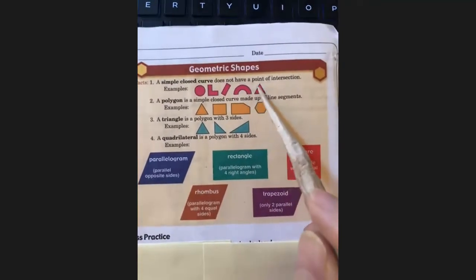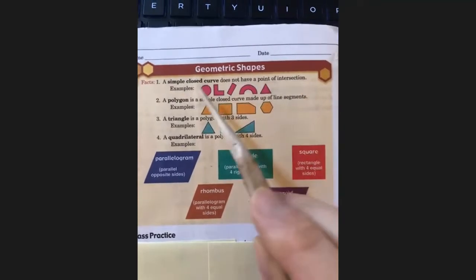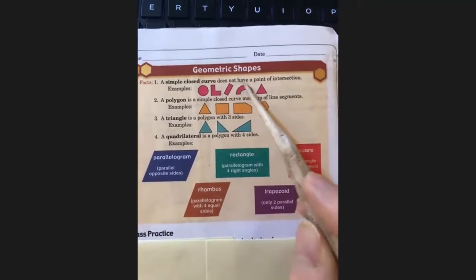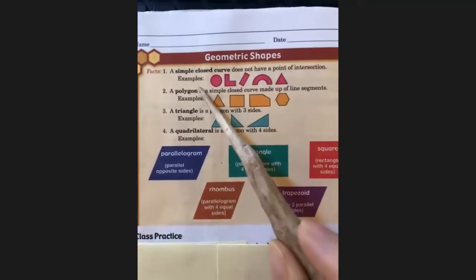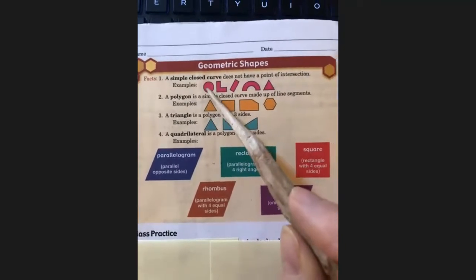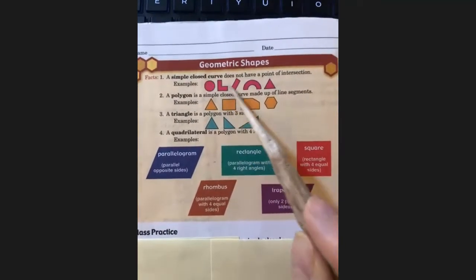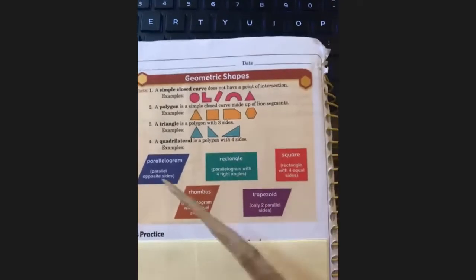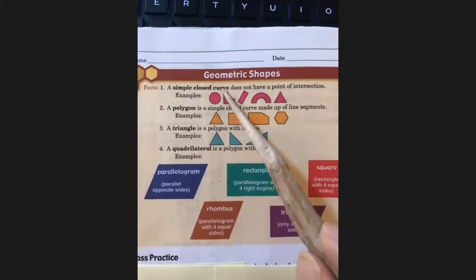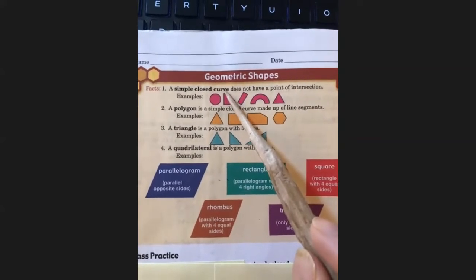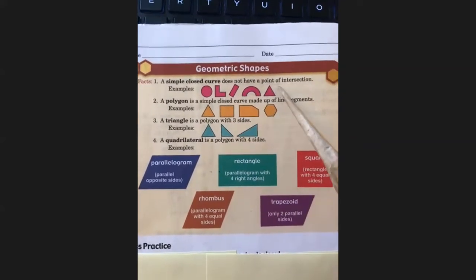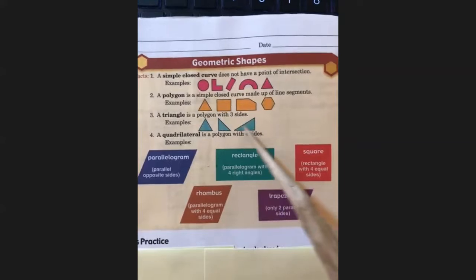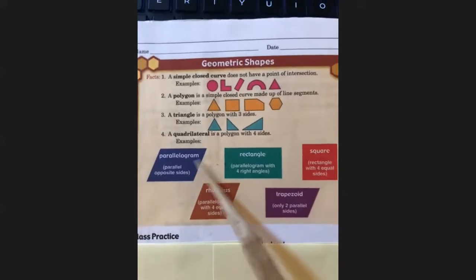It does not have a point. A simple closed curve does not have a point of intersection. Anything that is a simple closed curve does not have a point of intersection. So pretty much any shape that doesn't intersect can be called a simple closed curve. So all of these are simple closed curves. So are these. So are these. All of these can be considered simple closed curves.